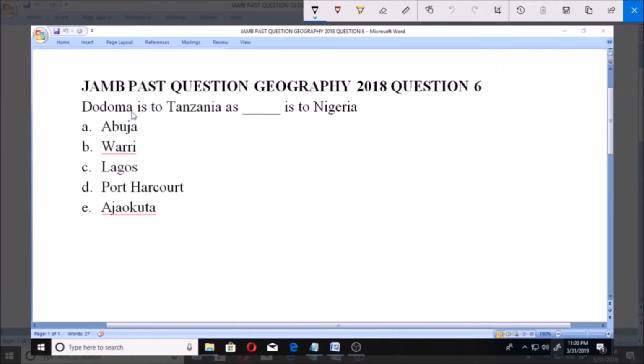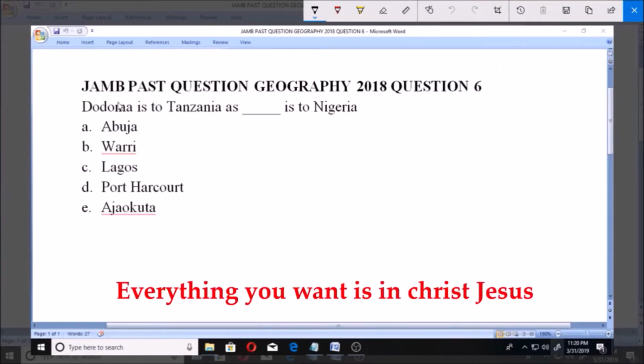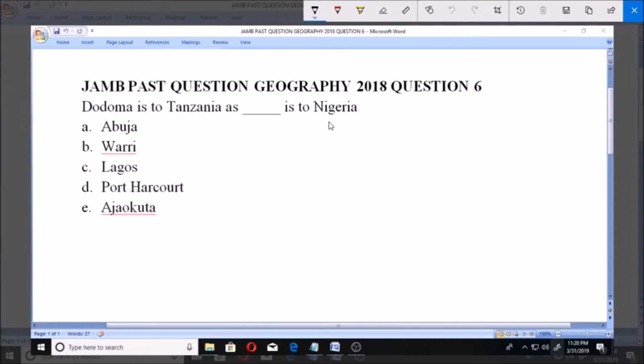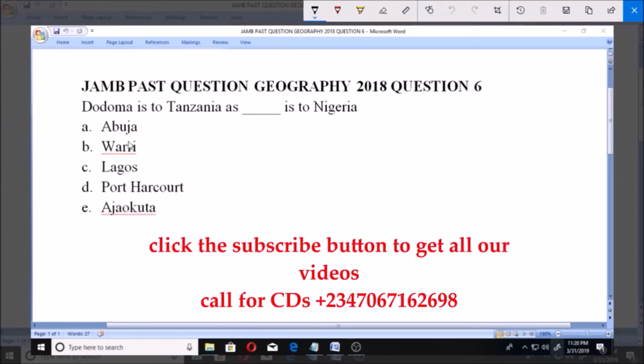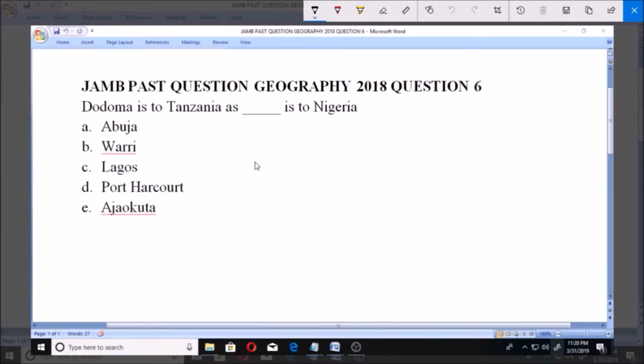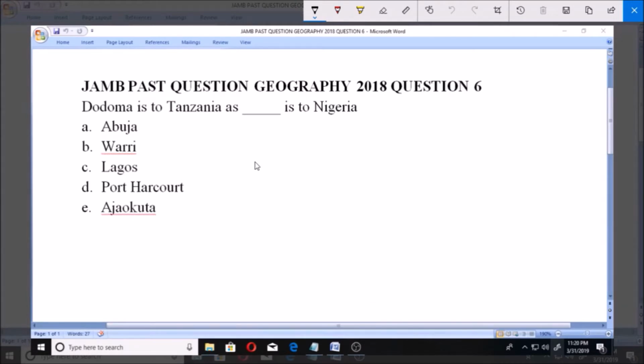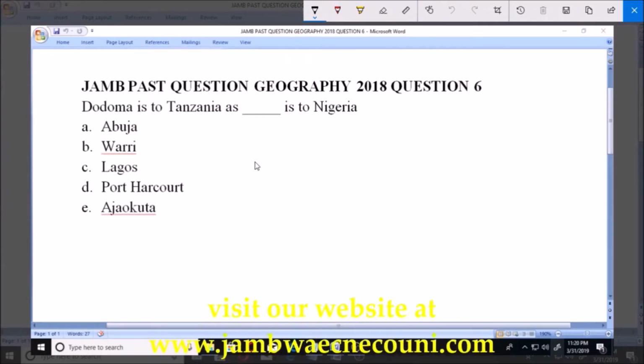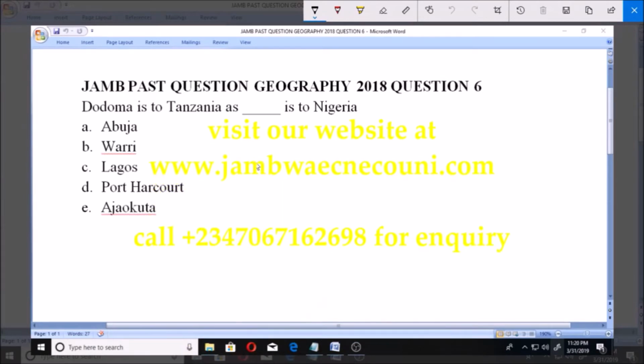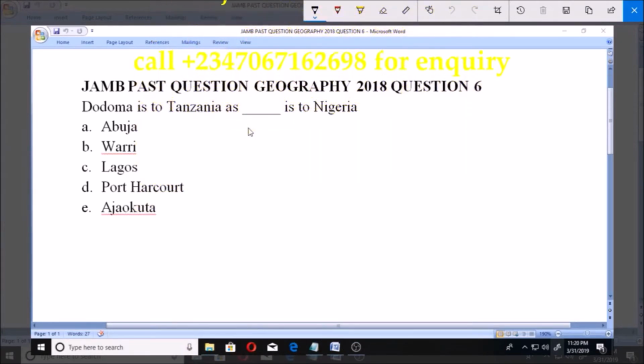Hello, welcome. Let's look at the Jamb past questions, Geography 2080. Question number 6. Dodoma is to Tanzania as dash is to Nigeria. A. Abuja. B. Warri. C. Lagos. D. Port Harcourt. E. Ajaokuta. Now, we need to understand what Dodoma is to Tanzania so that we can know which of these cities in Nigeria is the same thing to Nigeria.